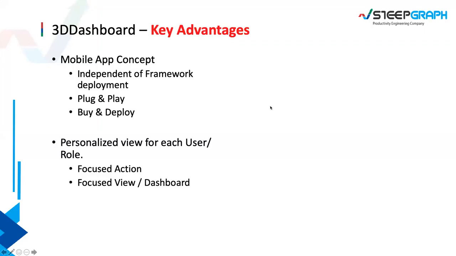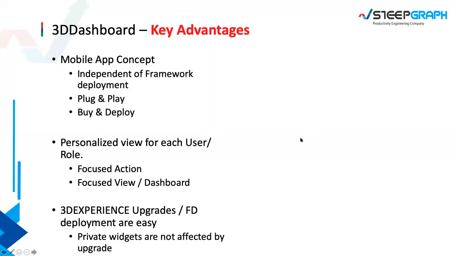Also, you will have a personalized view for each user and role. As we have seen, there are a lot of different apps for Delmia and Catia. Each is meant for a specific job or operation, so you can directly get into the context. You do your job with the best user interface for a given function, and then you come out. That makes life easy and quite focused for the end user.